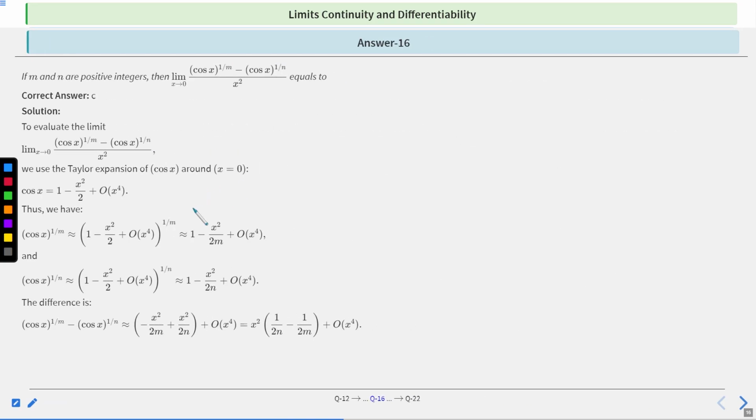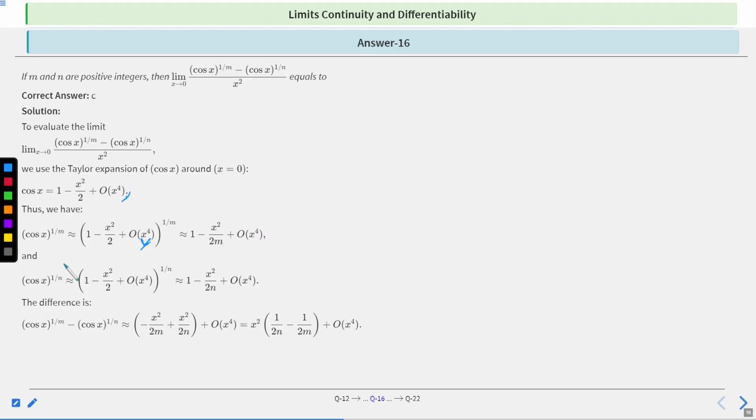We have to evaluate this limit: limit x tending to 0 of (cos x to the power 1 by m minus cos x to the power 1 by n) upon x square. We can use Taylor's expansion, right? Of cos x around x equal to 0. So the expansion of cos x is basically 1 minus x square by 2 plus something of the degree 4, right? And so on. Thus we have cos x to the power 1 by m is basically (1 minus x square by 2 plus something of degree 4) to the power 1 by m, and it is approximately equal to 1 minus x square by 2m plus o(x to the power 4).